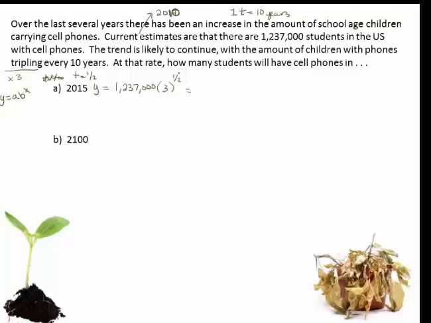So 3 raised to the power of 0.5 gives me 1.73, and then it continues. And multiply that by 1,237,000. And I actually get 2,142,546.8. So I'll round that to 545 because just like we couldn't have part of a bacteria, we can't have part of a person. So in 2015, if this number was current in 2010, there would be almost double the amount of kids with cell phones.